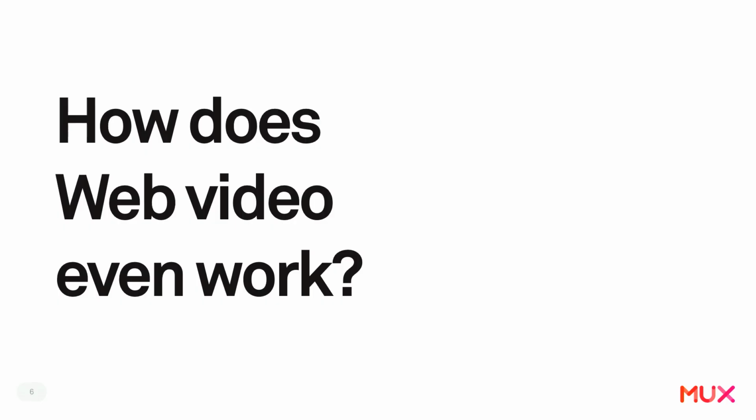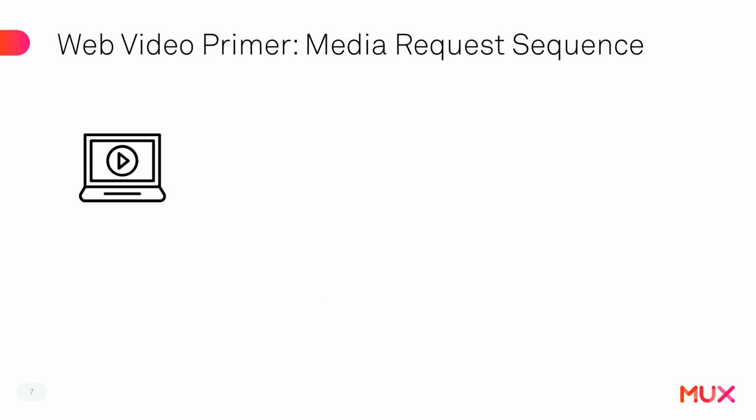So web video primer. So how does web video even work? What is happening in the background when you visit Twitch, Netflix, or YouTube and start playing back video? What sort of requests are being made by your browser, smart TV, or your mobile app? So playback is always initiated by the video player. Most adaptive web video is delivered using a protocol called HTTP Live Streaming, or HLS, which was developed by Apple and initially released in 2009.